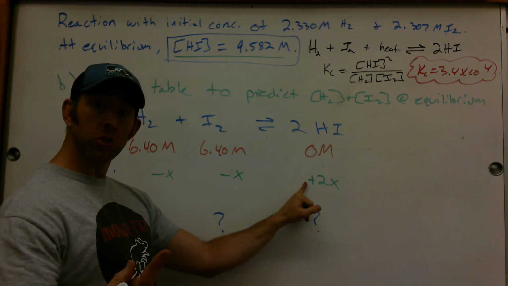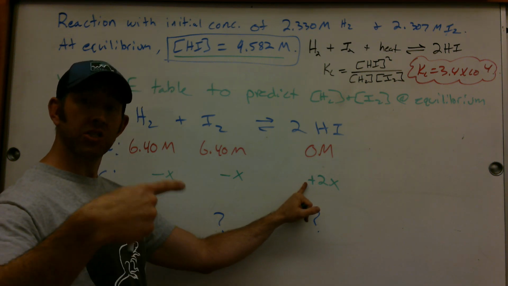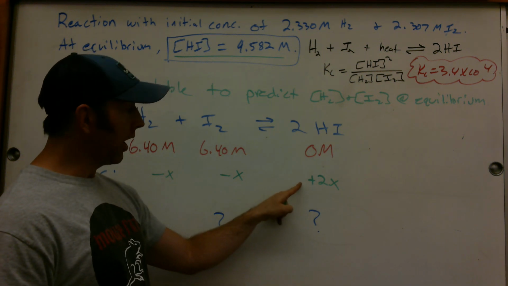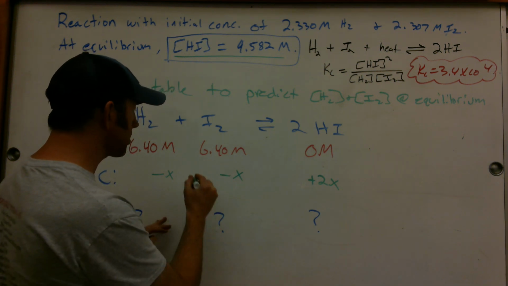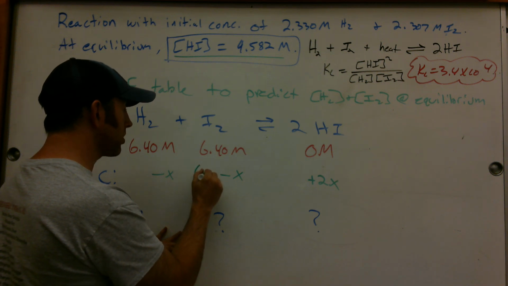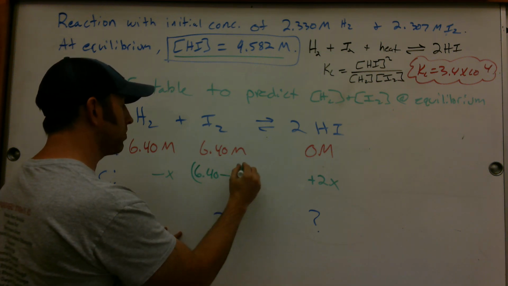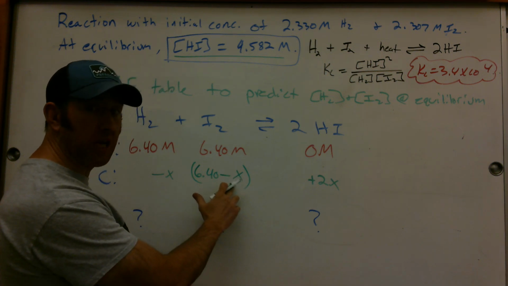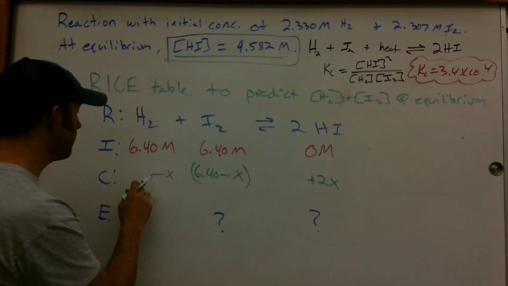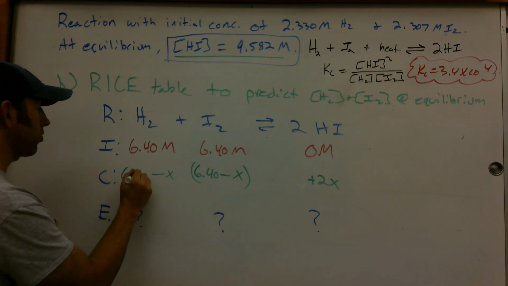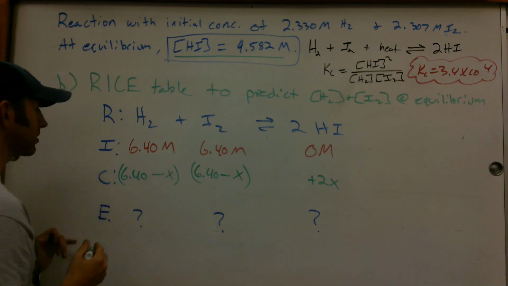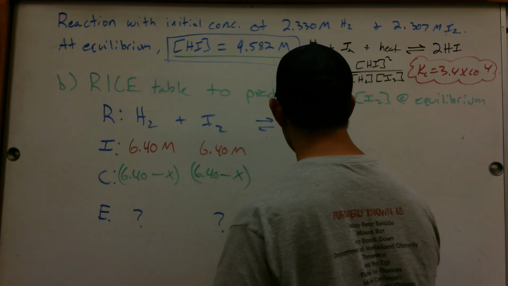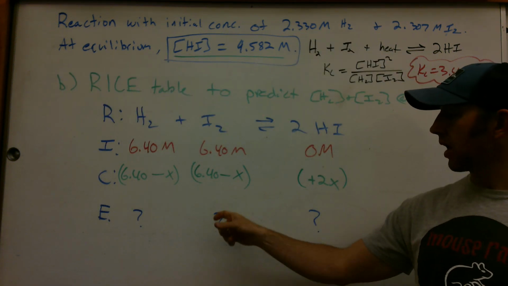Now, I also have to account for how much I started with. In this case, I'm starting with 0, so I don't need to include that here. In this case, I'm starting with 6.40. So this would be 6.40 minus x, because x is just the change. And this one's going to be 6.40 minus x. So now, if I knew what x was, I would know this number.